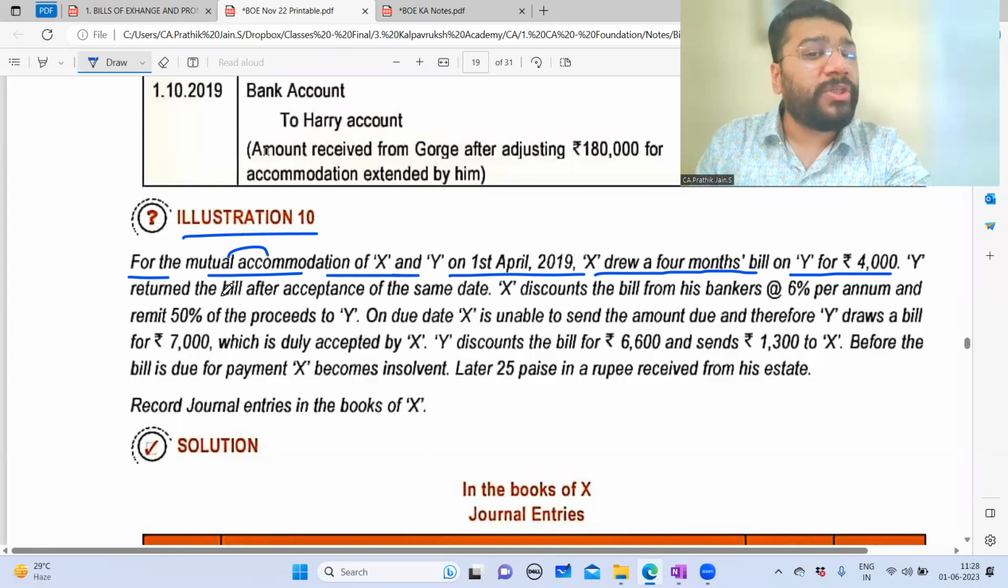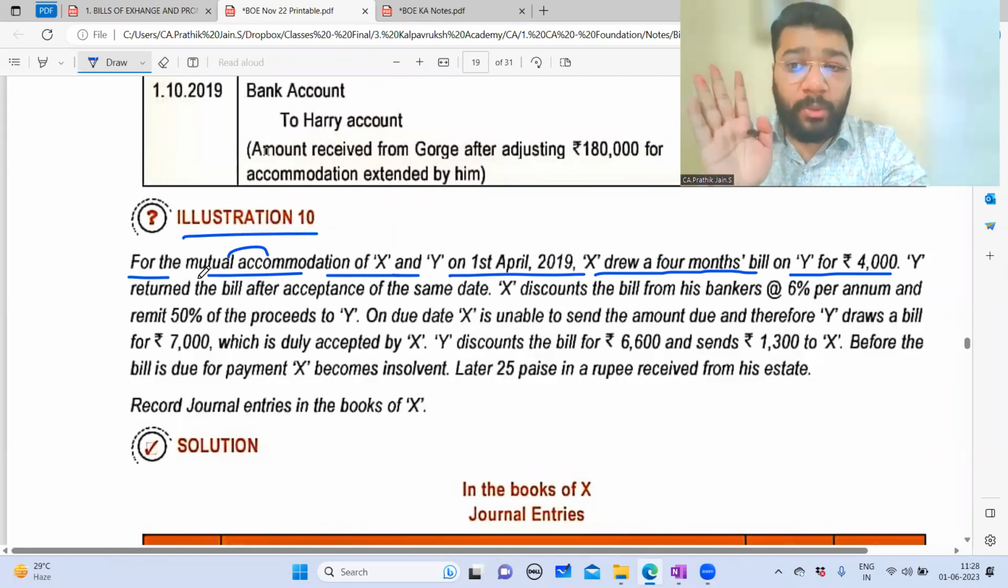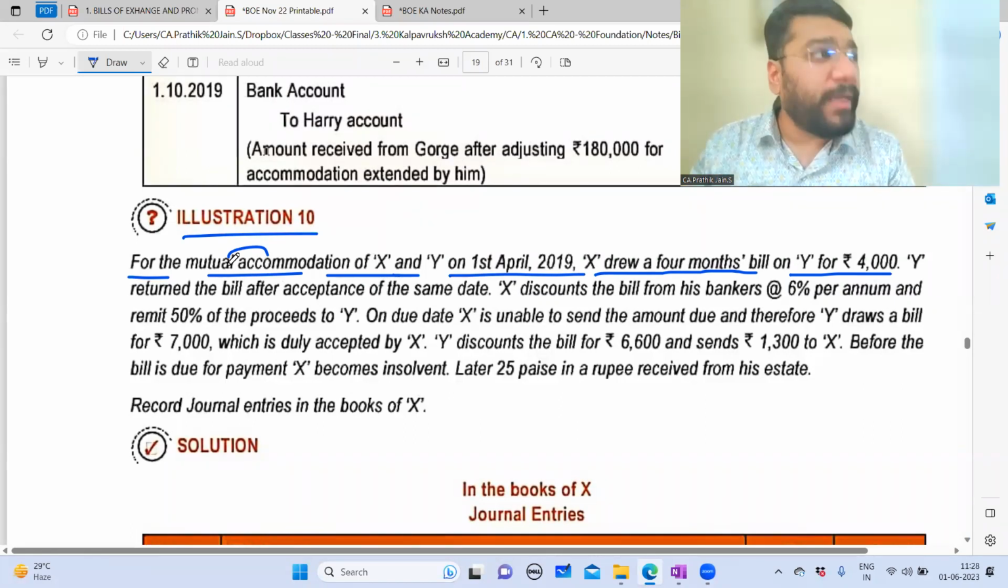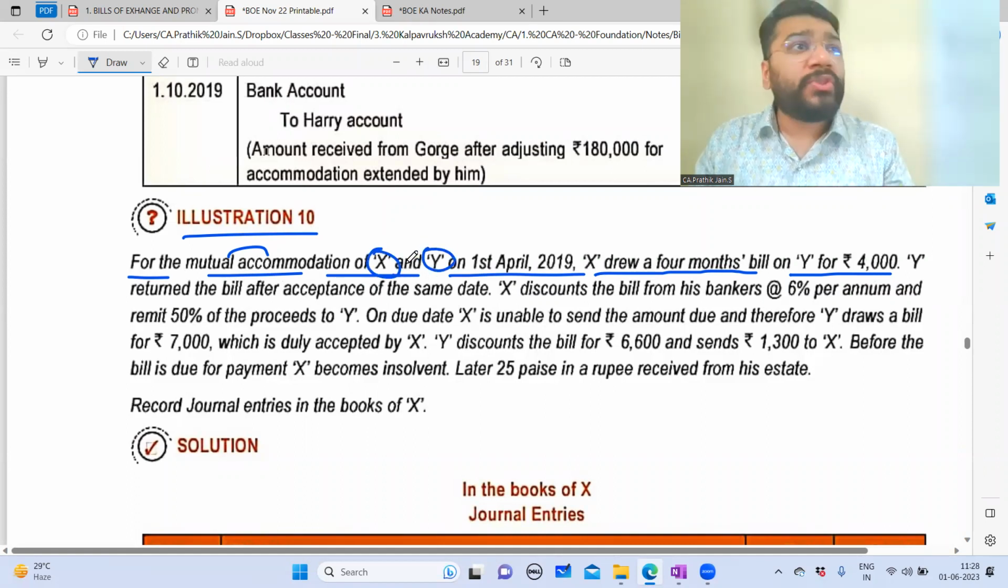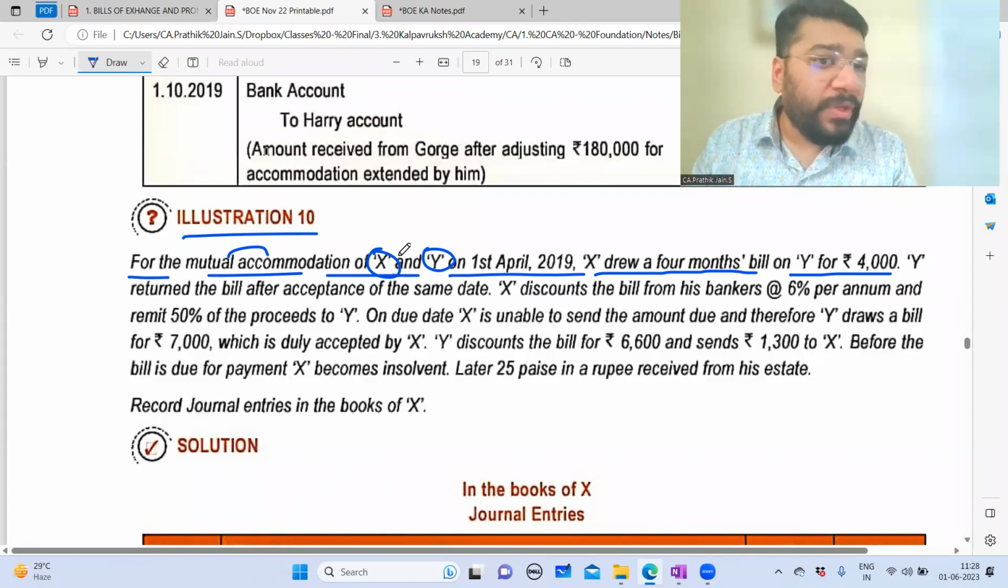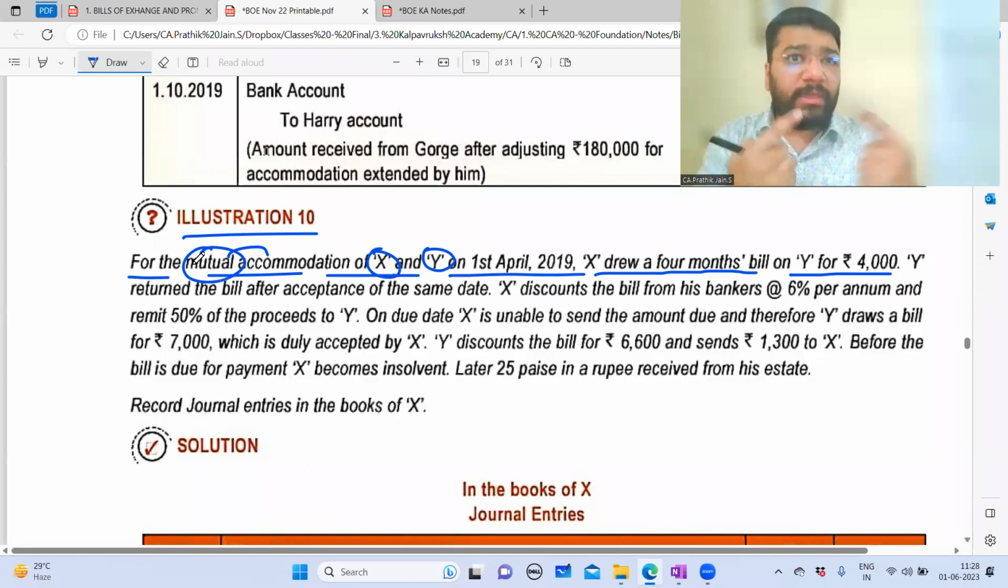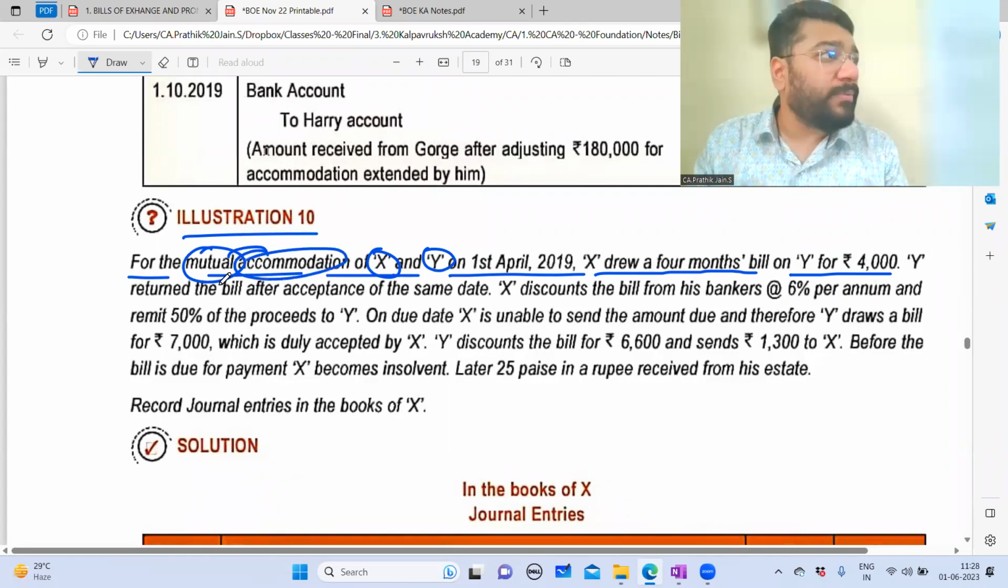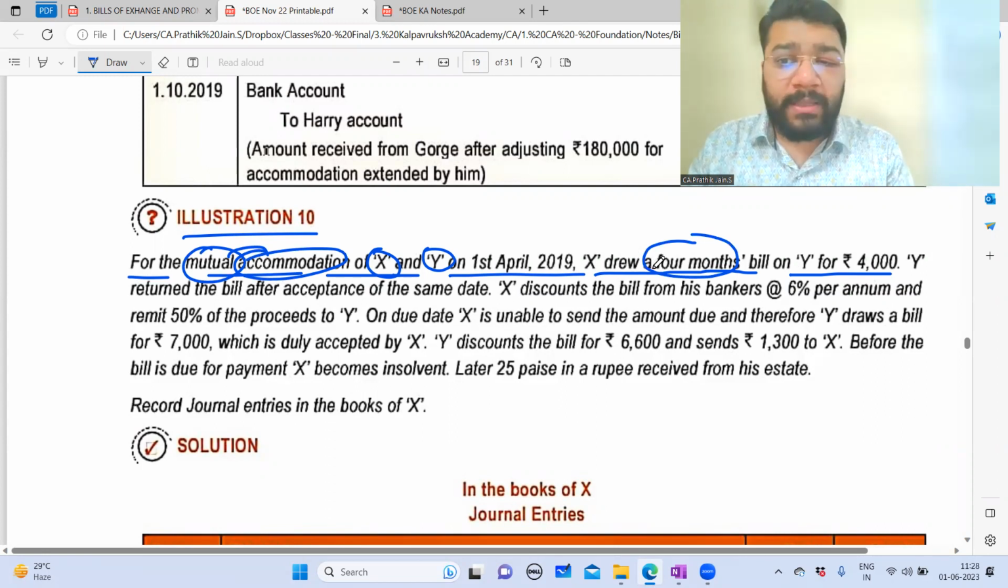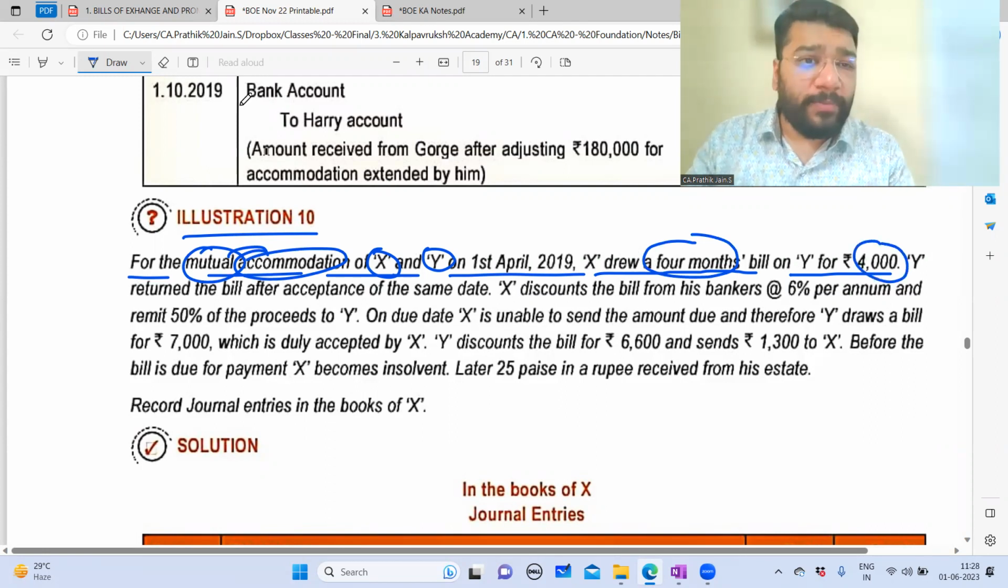Guys, it says mutual accommodation. Mutual accommodation means help is given to both parties. Now, who is drawing on whom? When we read the question completely, you'll get clarity. As of now, this is a question where both of them want some money. X also wants some money, Y also wants some money. So they are making use of the bills of exchange concept so that they can get it discounted from the bank. Mutual means for both X and Y. Accommodation means mutual help. So X wants to help Y, Y wants to help X. So for that reason, X drew a 4-month bill. So credit period is 4 months and the value of the bill is 4,000 rupees.